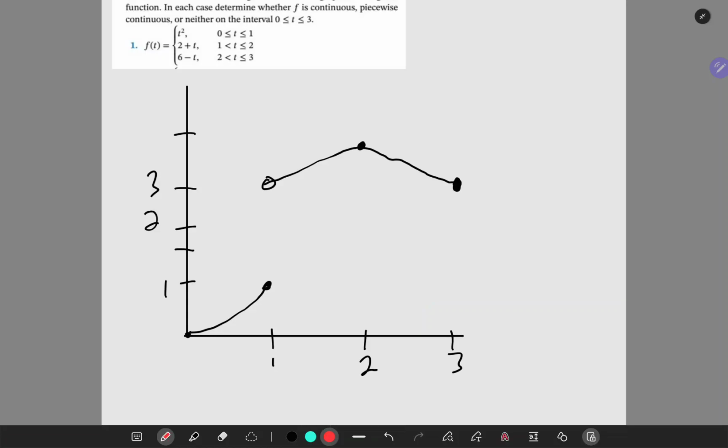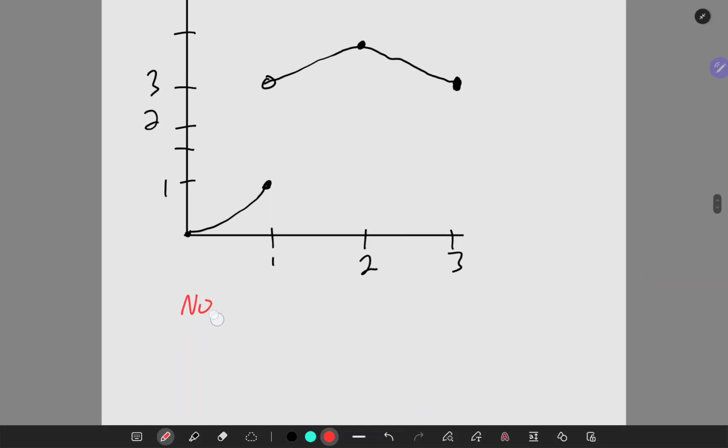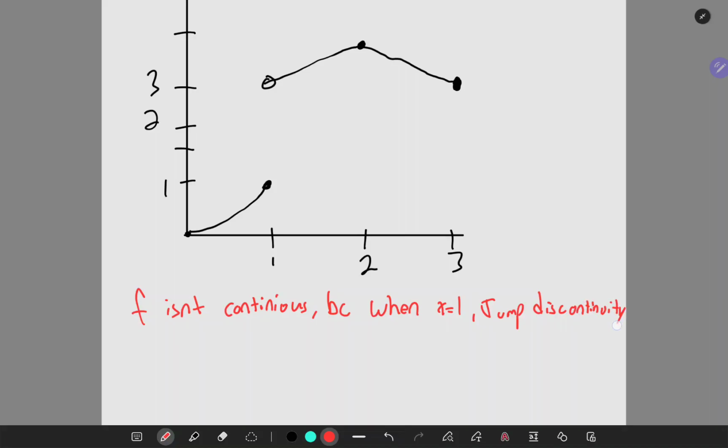Is it continuous? Oh, first of all, it asks first. In this case, determine whether f is continuous. Is this function continuous? No. F isn't continuous, because when x equals 1, we have a jump discontinuity. Not sure if I spelled that right.